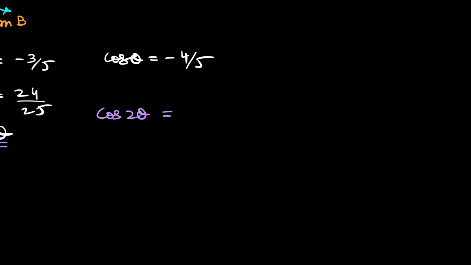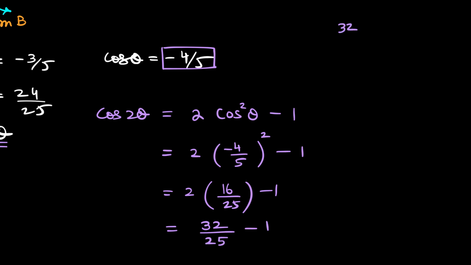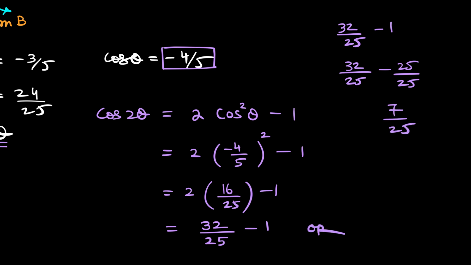Let's use the formula 2 cosine square theta minus 1. That is 2 multiplying with the value of cosine, the whole thing square, minus 1. The value of cosine is negative 4/5. That's 2 multiplying with 16/25 minus 1, which simplifies to 32/25 minus 1. 32 over 25 minus 1 can be written as 32 over 25 minus 25 over 25, which comes out to be 7 over 25. So the value of cosine of 2 theta is 7 over 25.